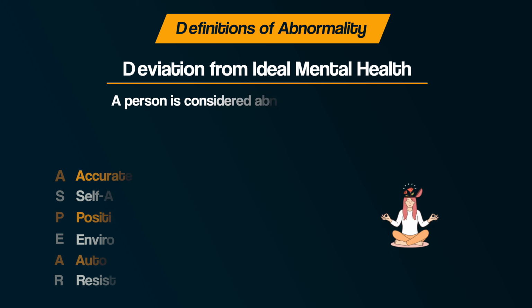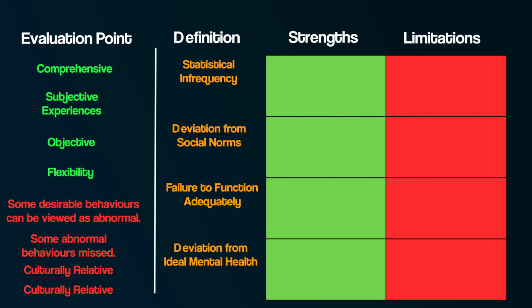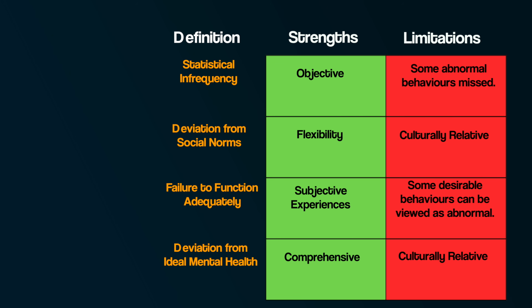Did you write down any of Marie Jahoda's criteria? Time to revise how to evaluate these definitions. On the screen are 8 evaluative points, 1 strength and 1 limitation for each definition. First, can you match up the evaluative points with each definition? Here's how they match up.